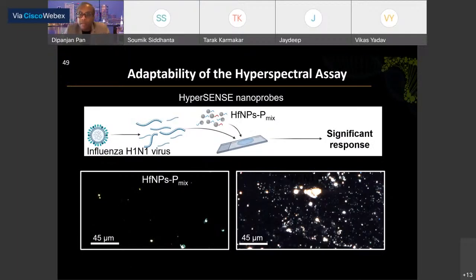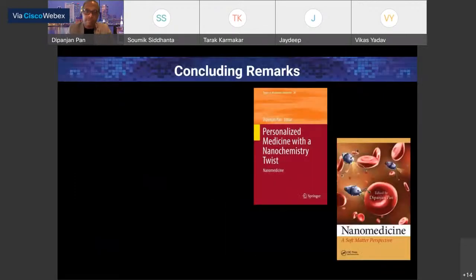We also tested the adaptability of the hyperspectral assay with influenza H1N1 virus. As you can see here, with the hafnium particles alone there is almost no signal, but in the presence of H1N1 virus, there is a strong signal coming out, because these hafnium particles are now carrying an antisense oligo that is highly specific for influenza. That means we can do multiplexing with this kind of approach.